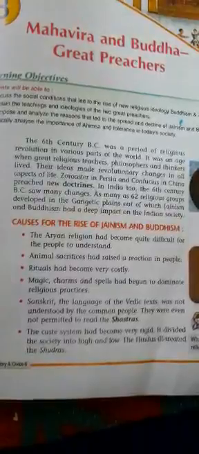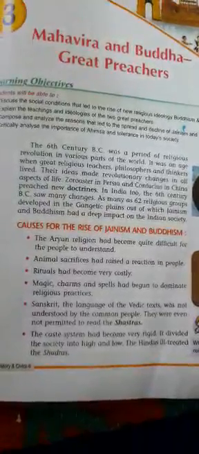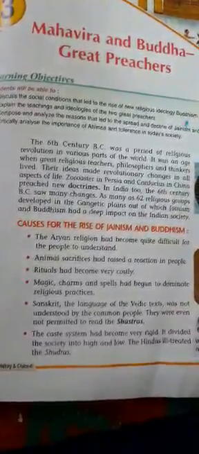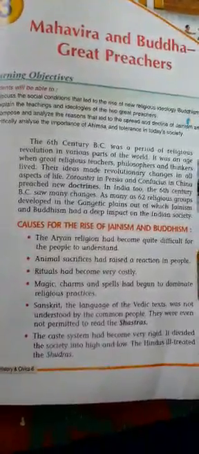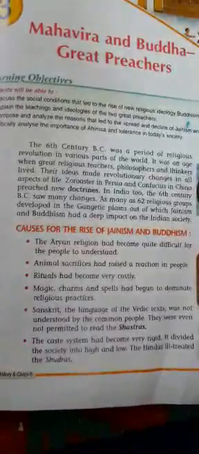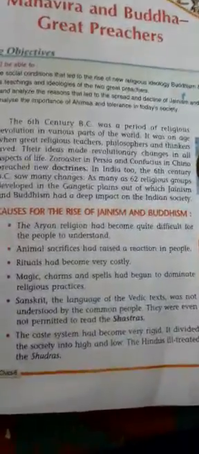First, the Aryan religion became very difficult for common people to understand. Next, for prosperity in the field of agriculture and so on, animal sacrifices were done. Some of the people were against animal sacrifices, and they were forced to do them here. They did not like that. So this is also another cause for the rise of Jainism and Buddhism.